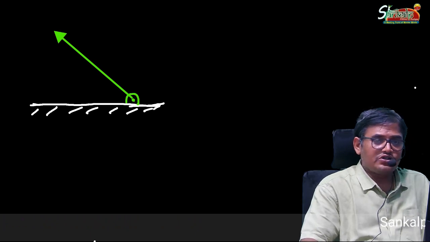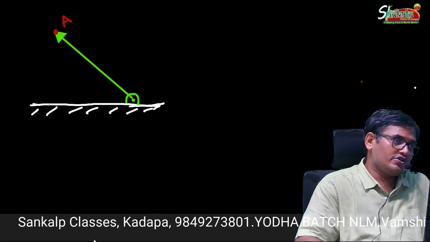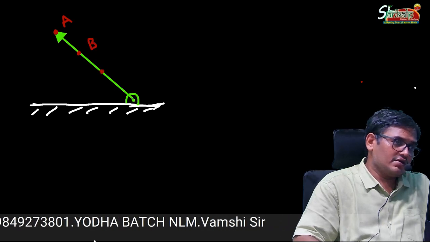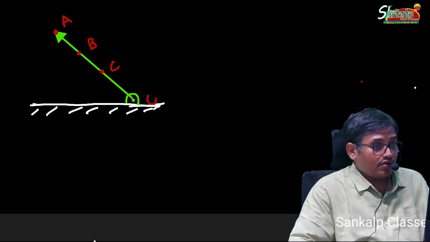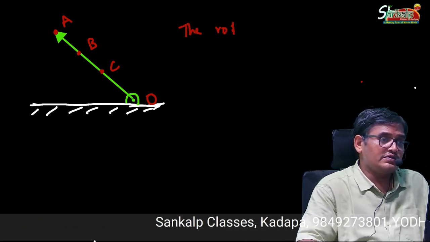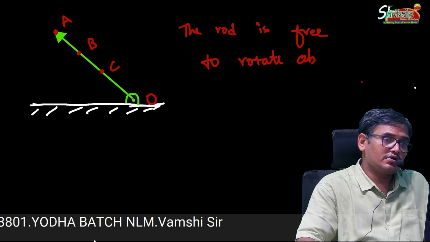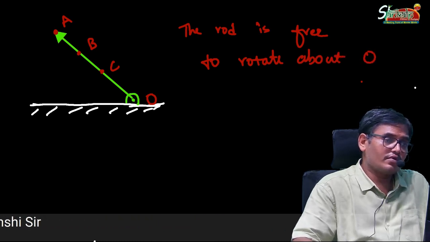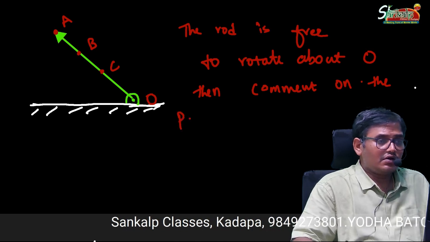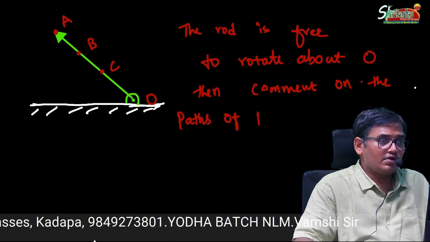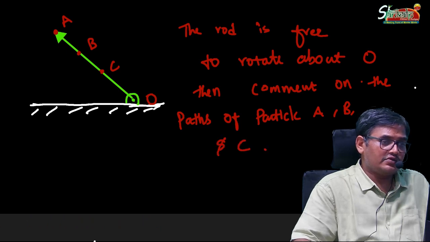Now my dear children, answer my question. This tip position is A, this is tip position B, and this is tip position C. The rod is free to rotate about O. Then comment on the paths of particles A, B and C. Come on, Chippan.